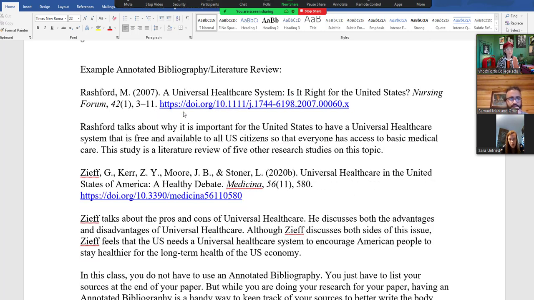And so here I took it from my other school where students are required to have an annotated bibliography. So this is the article, a reference citation. Then you would say Rashford talks about why it is important for the United States to have a universal health care system that is free and available to all U.S. citizens so that everyone has access to basic medical care. This study is a literature review of 5 other research studies on this topic. So that's how you would, yes.